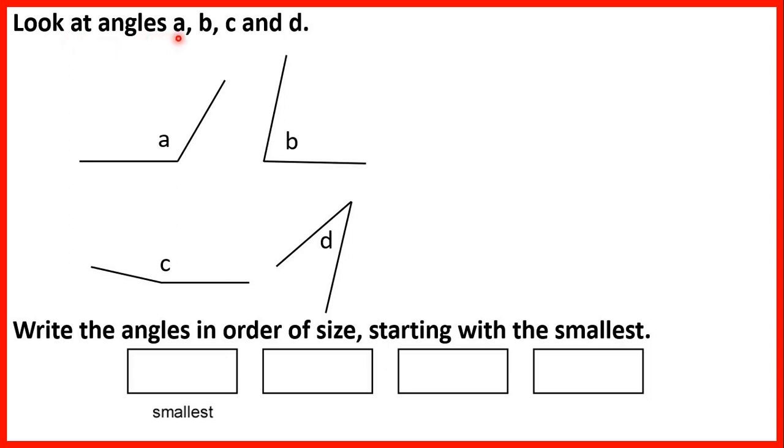Look at angles A, B, C and D. Write the angles in order of size, starting with the smallest. So an angle is the space between 2 lines that join. So our smallest angle is D, because we don't have very much space between the 2 lines. Then we have angle B, so a bit more space. Then angle A, and then angle C is our largest angle because we have a lot of space between the lines.